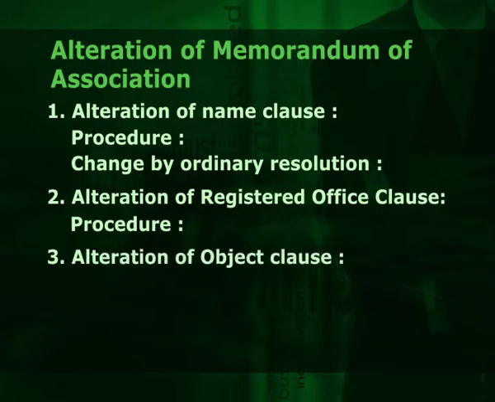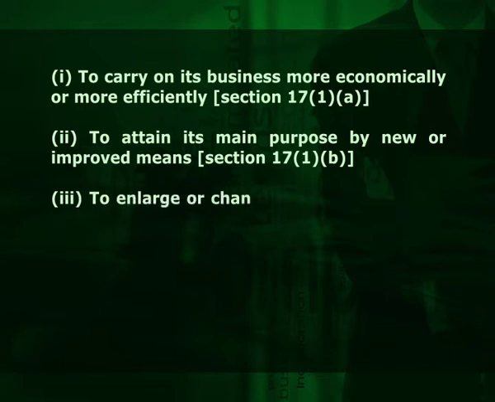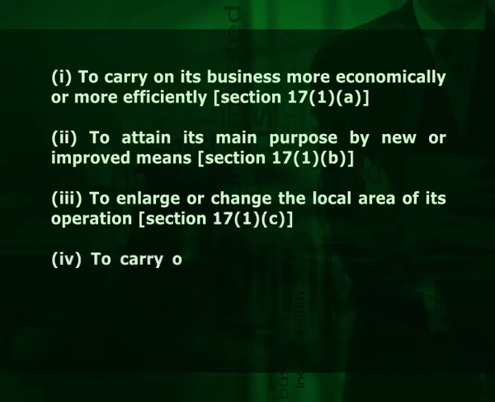Now let us discuss the alteration of the object clause. Section 17 of the Companies Act 1956 empowers a company to alter its memorandum by passing a special resolution. A company may change its object clause in so far as it is necessary for any of the following purposes. First, to carry on its business more economically or more efficiently, as per section 17 subclause 1a. Second, to attain its main purpose by new or improved means, section 17 subclause 1b. Third, to enlarge or change the local area of its operation, section 17 subclause 1c.